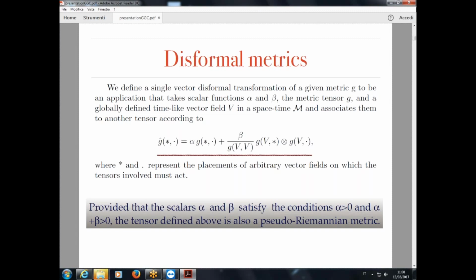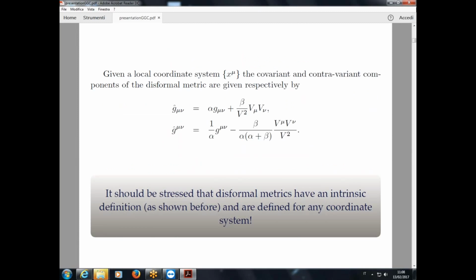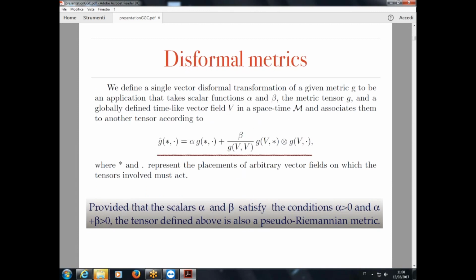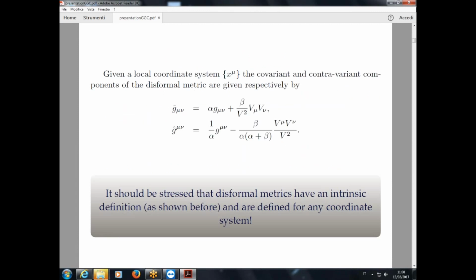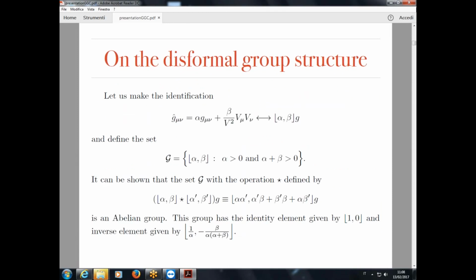for alpha and beta in order to guarantee that G hat is going to be a pseudo-Riemannian metric on N. If you give a coordinate system, you have these expressions for the covariant and contravariant expressions. And the point here is you don't need a coordinate system to define them. Like in physics, you just give a coordinate system, but you have an intrinsic definition of this formula. That's the important part.